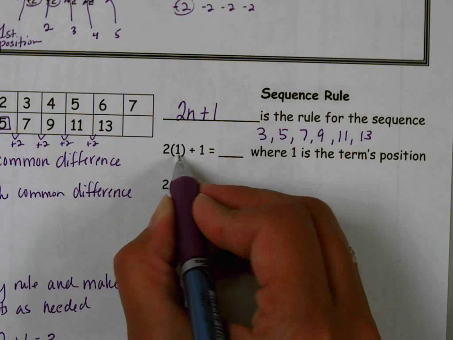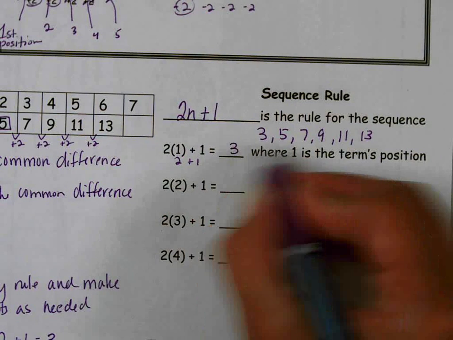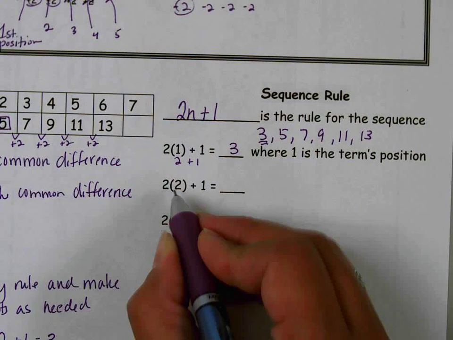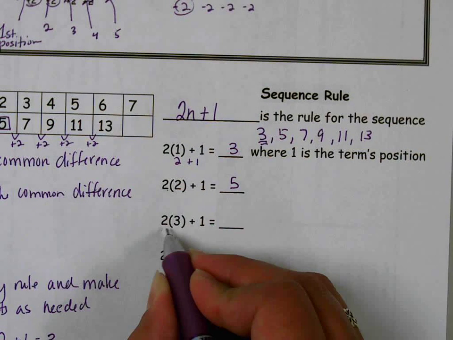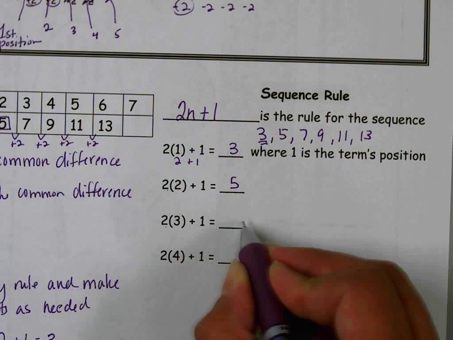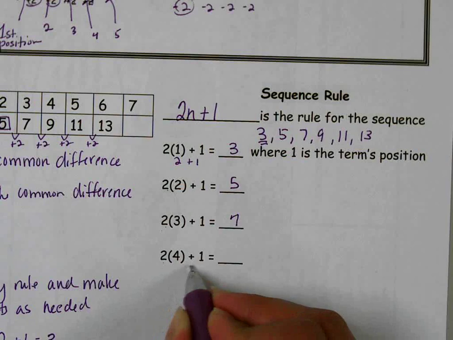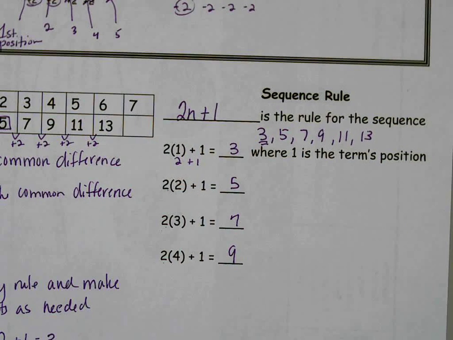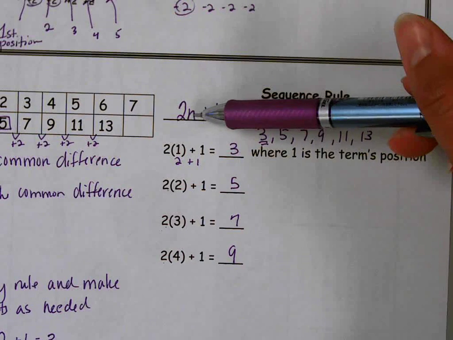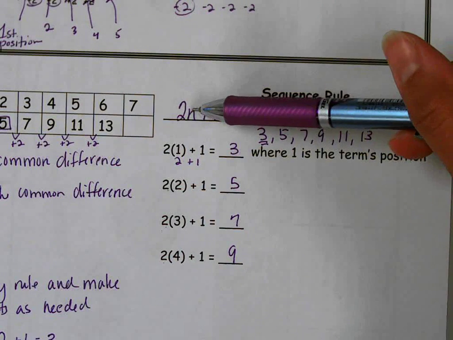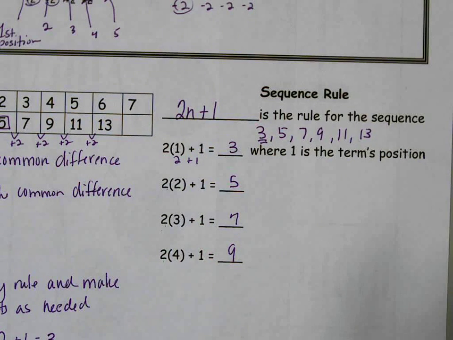So 2 times position number 1 is 2, and 2 plus 1 is 3. That matches. 2 times 2 is 4, plus 1 is 5. 2 times 3 plus 1 is 7. 2 times 4 is 8, plus 1 is 9. And so this looks like it's the correct rule because when I input any of the position numbers for n and work the rule, I get the same sequence.